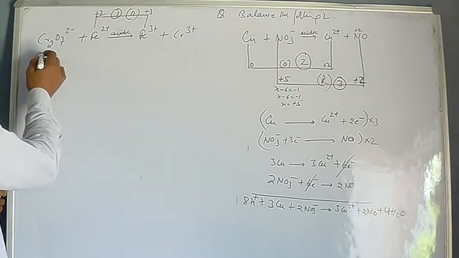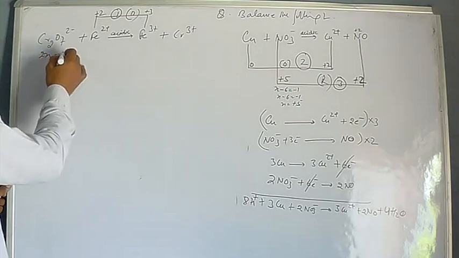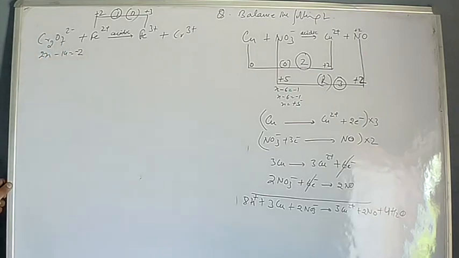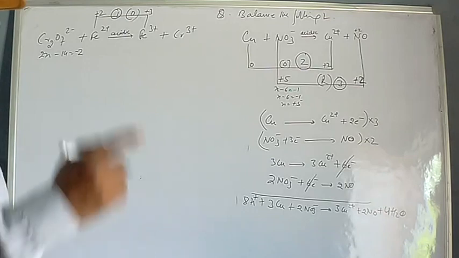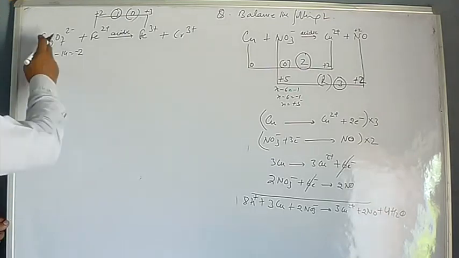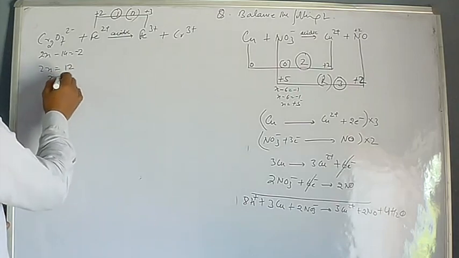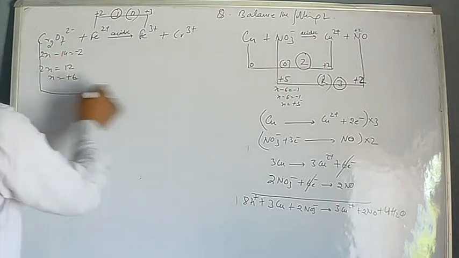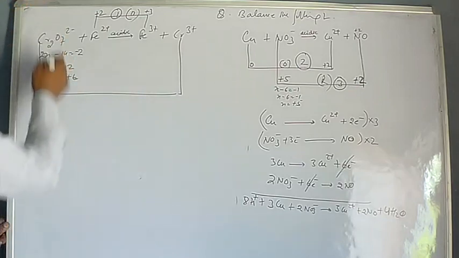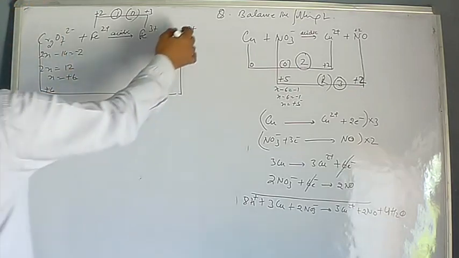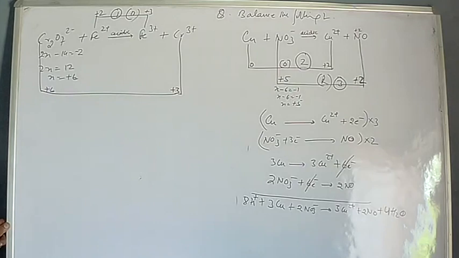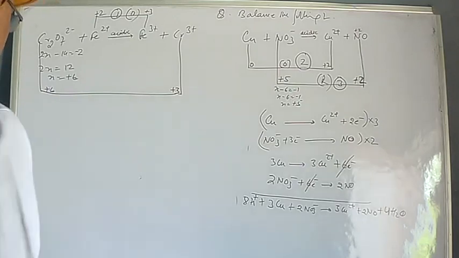Class, you know very well, 2x minus 14 equals minus 2, because 2 Cr are here, so 1 Cr is x, so 2 Cr is 2x, because oxidation number is always calculated per atom. So 2x minus 14 equals minus 2, so 2x equals 12, x equals +6. So class, chromium is sitting here at +6, and here chromium is sitting at +3. Very, very important line to understand here.